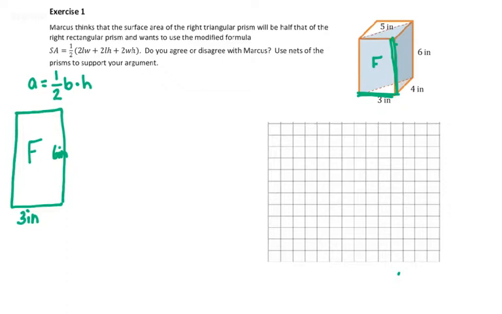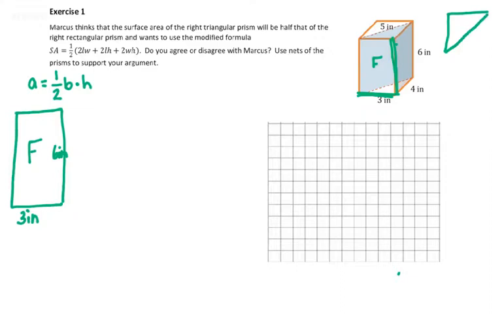I'm not going to label it as the back because that's not the back of my prism. The back of my prism is actually much larger than the front of my prism because this is a triangle. In a right triangle, we have sides that are different lengths.